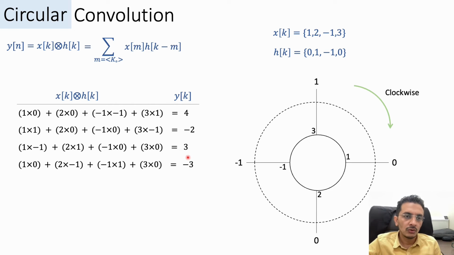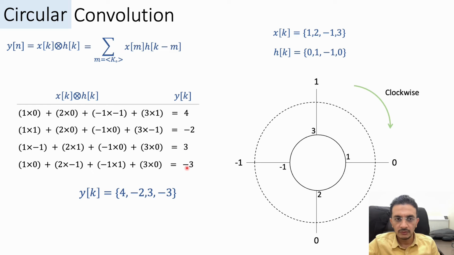Once it is done, we can represent our output sequence in this form. So y[k] is the output sequence. It is equal to 4, -2, 3, and -3. This is one way of doing it, but it is not very convenient to draw, right? So instead of drawing it like this, we have another method that is called the matrix method that I will show you later in the slide. But now let's do another example.